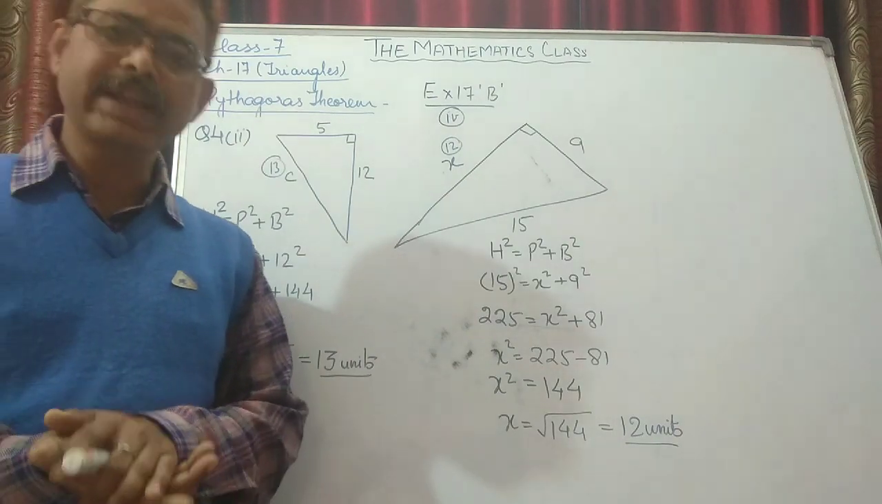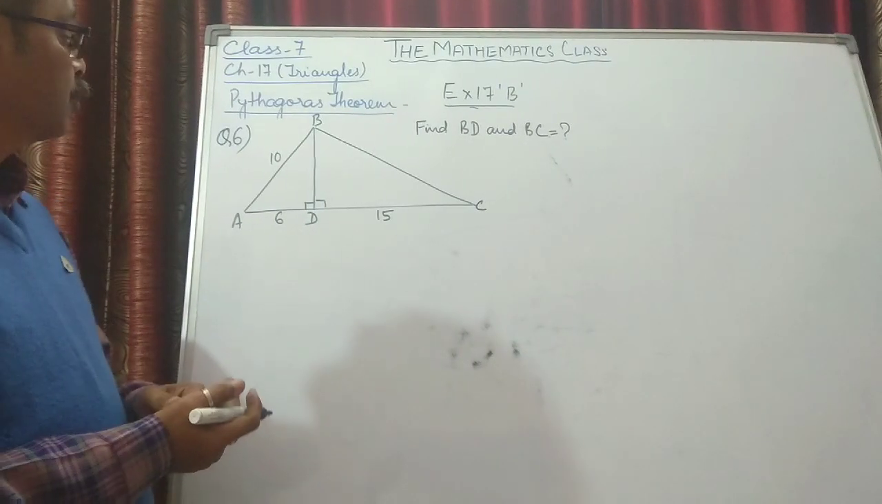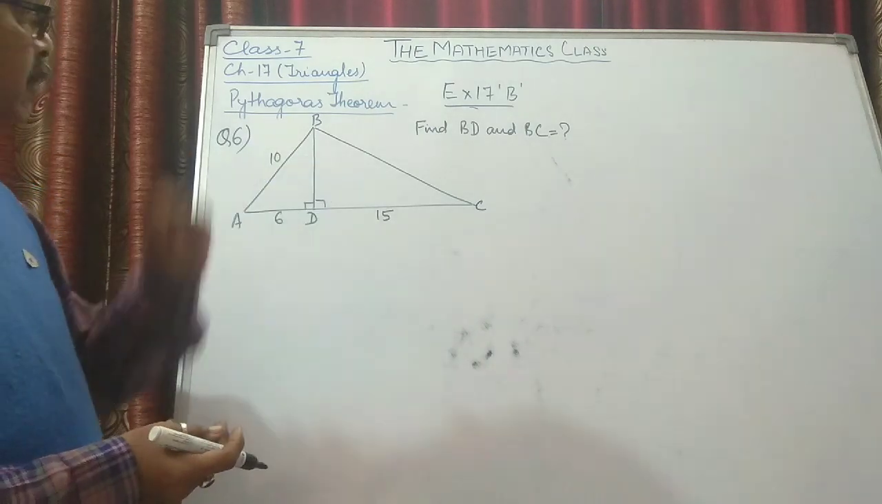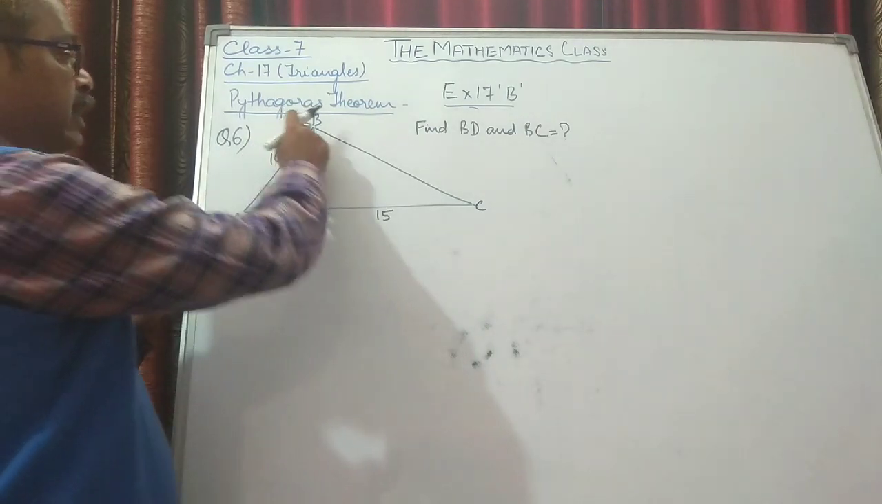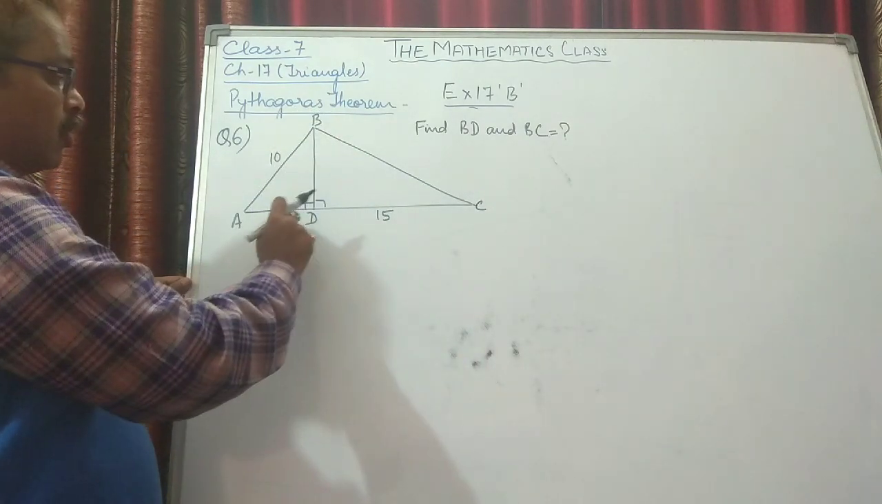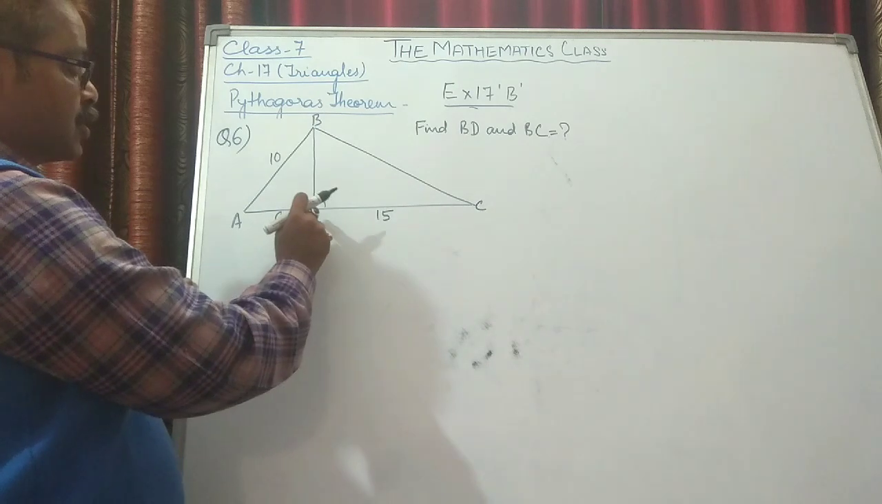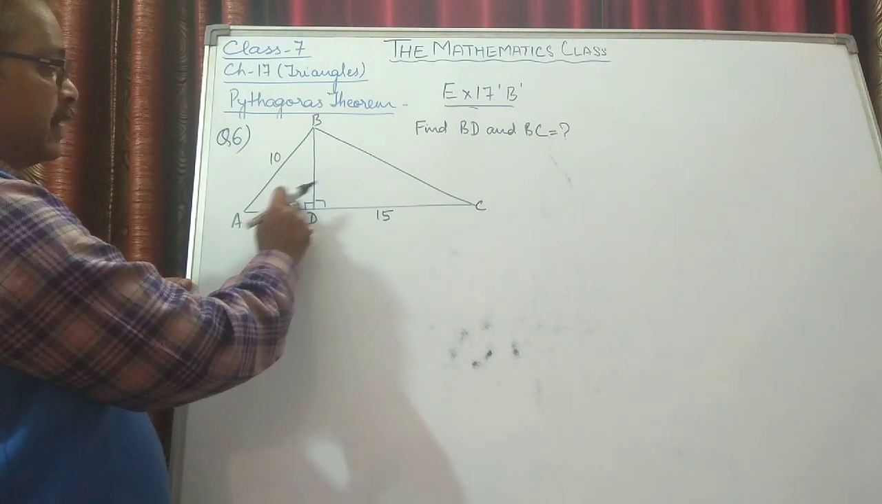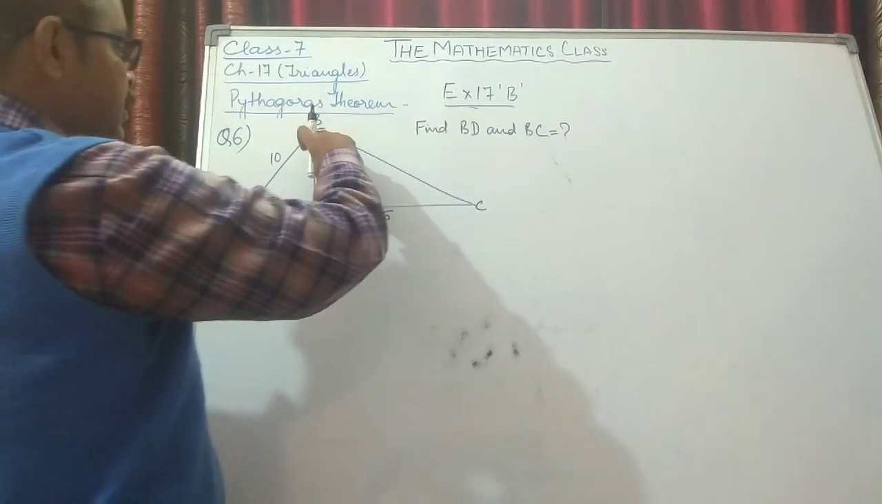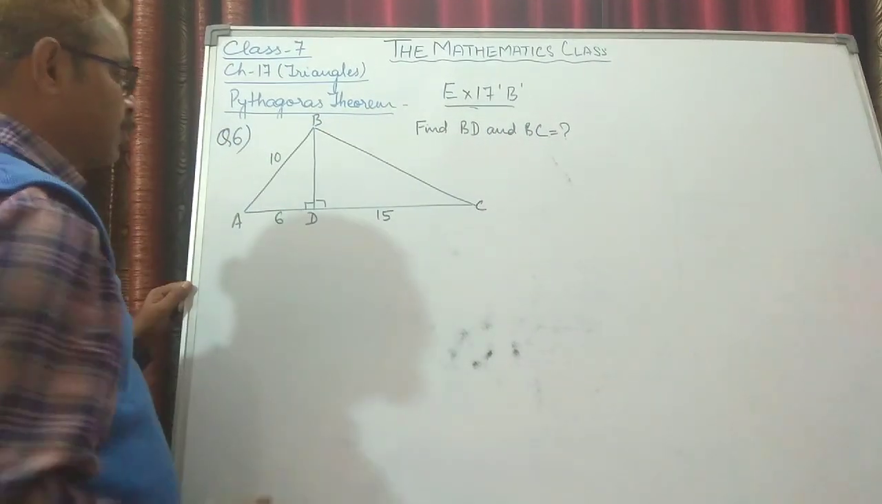Now we will move on to the next question. Now this time I am taking question number 6. This is a diagram given that is being drawn. A, B, C is a triangle, and from point B on AC a perpendicular is drawn BD. So this is 90 degree and this is 90 degree. Now they say find BD and BC. BD is this height and BC is this, you have to find out.